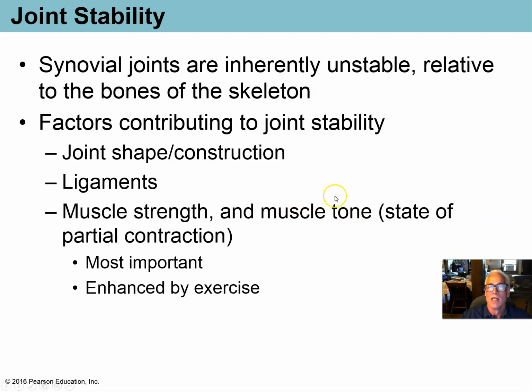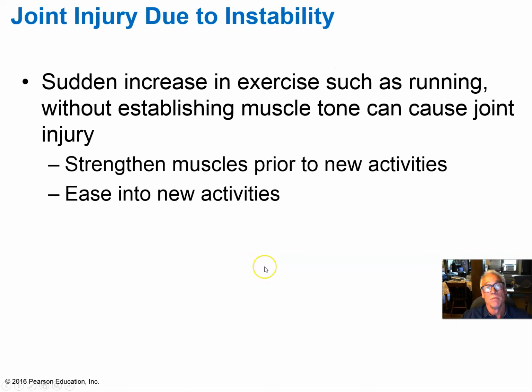So how important is it to exercise your muscles so that they're strong and you have good muscle tone? Those are very, very important things you can do to prevent joint injury and maintain joint stability. If you suddenly increase an exercise regimen or get into an exercise routine suddenly from a state of inactivity, because you haven't gotten the muscle tone up and strengthened the muscles prior to that happening, there's a number of types of injuries that can occur. So you don't want to get into that situation.